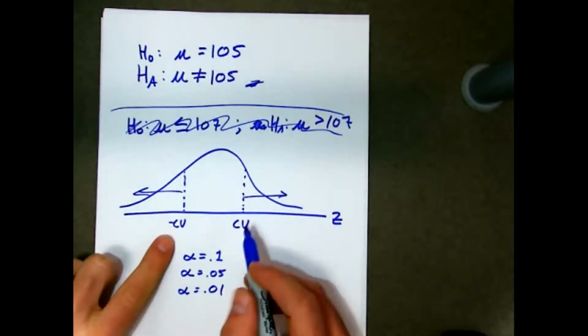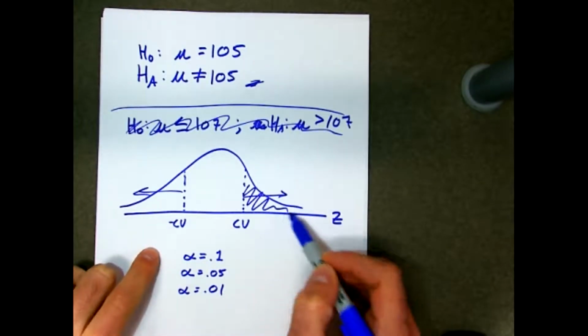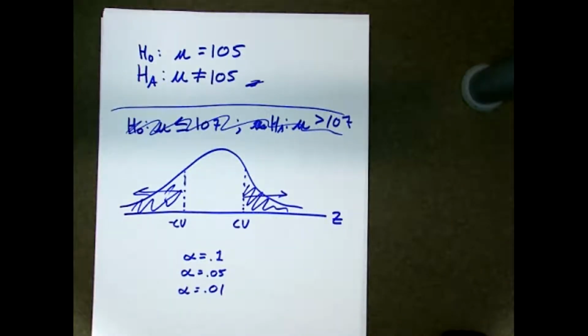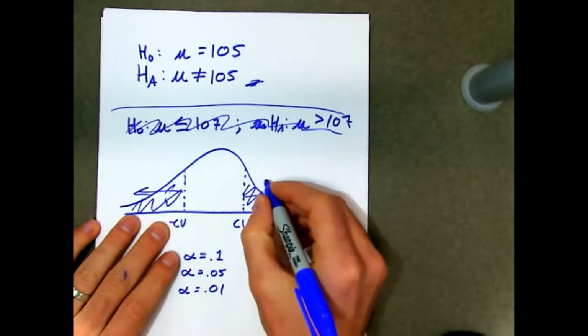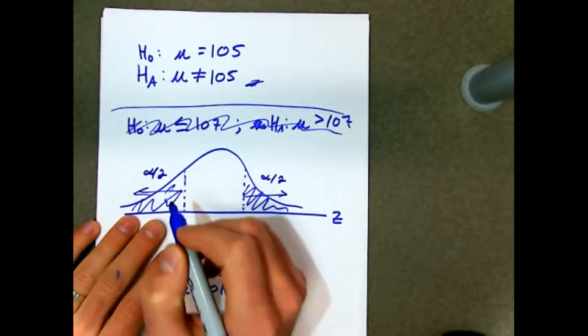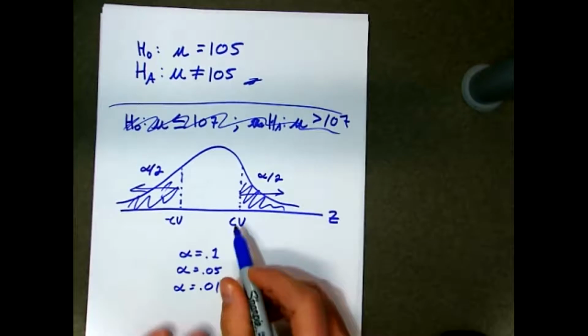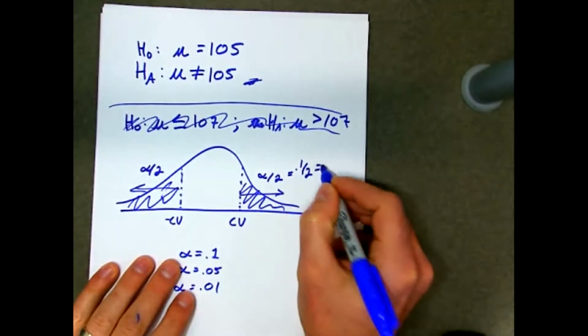So we want to find this pair of critical values that gives us alpha total in the tails. With a one-tailed test, all of alpha is in one tail. We only have one tail. But if we have two tails, alpha is the total area in the tails, so on each tail we'll have alpha over 2. So it's going to look very similar to confidence intervals, almost exactly the same. So we want here 0.1 over 2 in the tail, or 0.05.